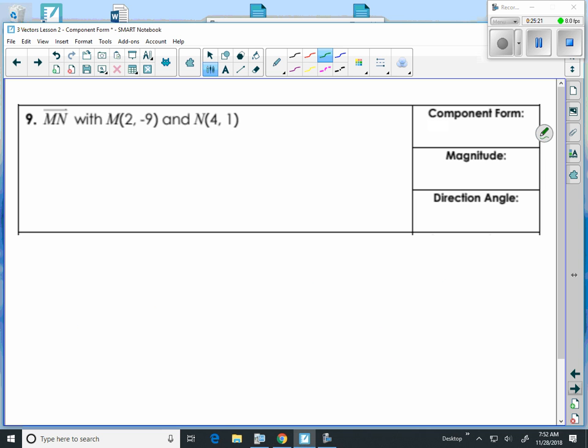Alright, so number 9. We're going to do all three things. First, we're going to find the component form. Then we're going to find the magnitude. Then we're going to find the direction angle. So for our component form, that's where we do our x's subtracted, so 4 minus 2, comma, our y's, 1 minus negative 9. Now, what happens when we have 1 minus a negative 9? Yeah, plus. You have to add that. Double negative makes positive. So our component form is going to be 2 comma 10.